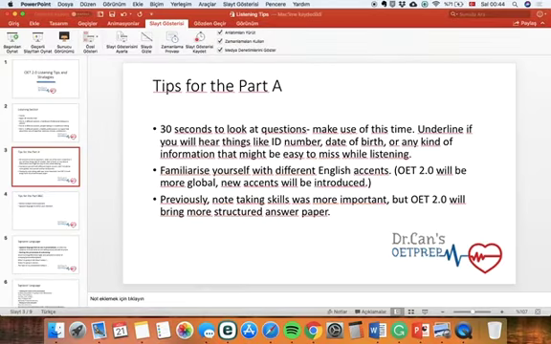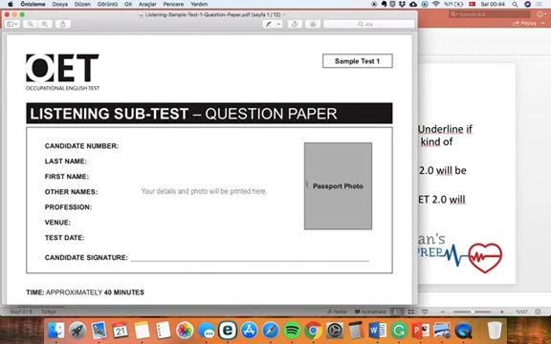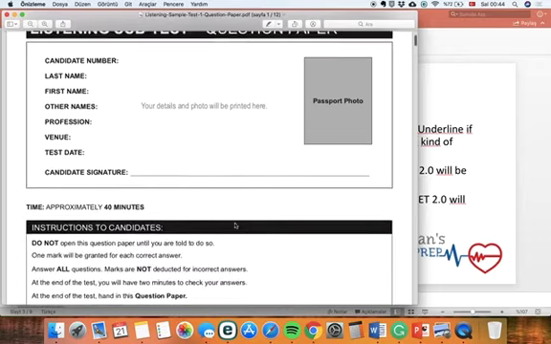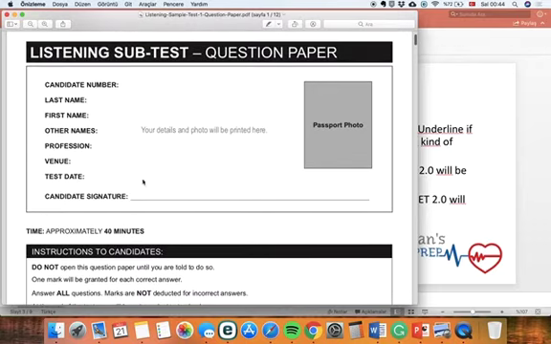Before going into tips for the individual parts, I just want to have a quick look at the question paper that you will be given in the test. I got this question paper from the OET's official website. You can also download this. There are also 2 sample mock exams that you can download and practice your skills. So you will fill in your information. Do not forget to sign your question paper in the exam.